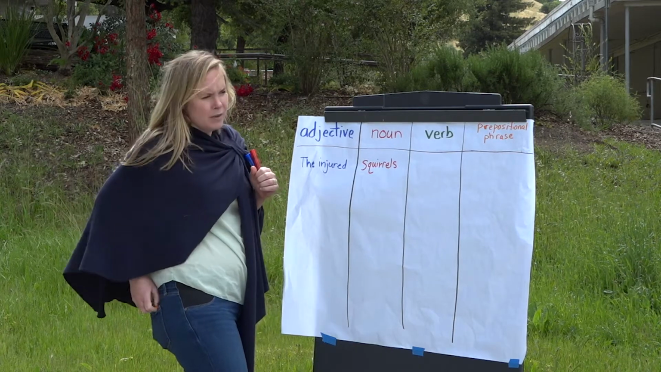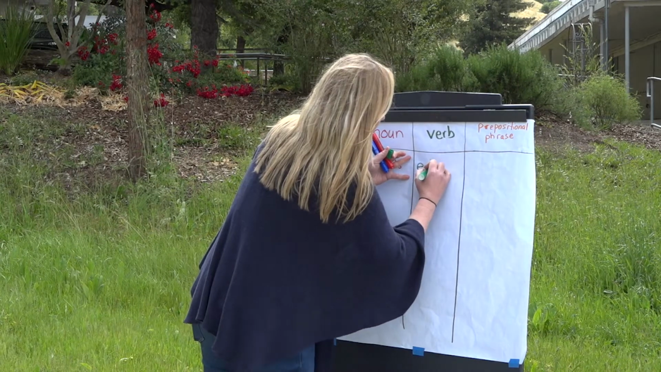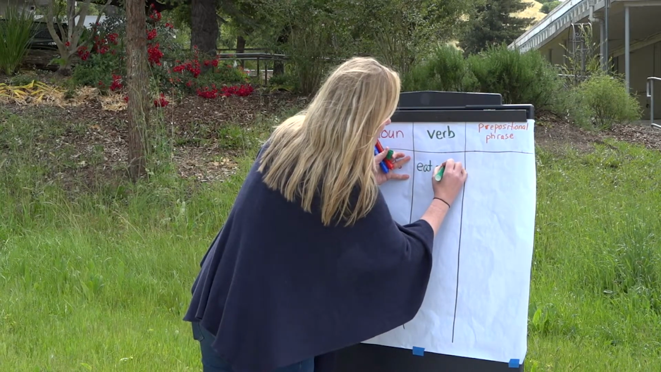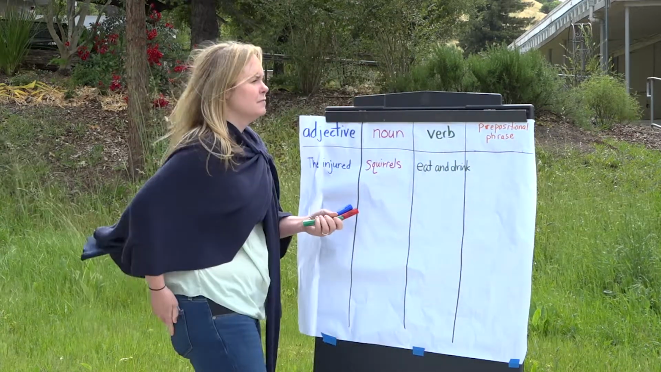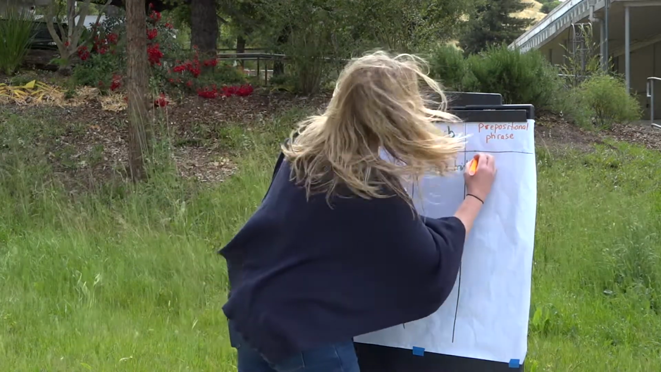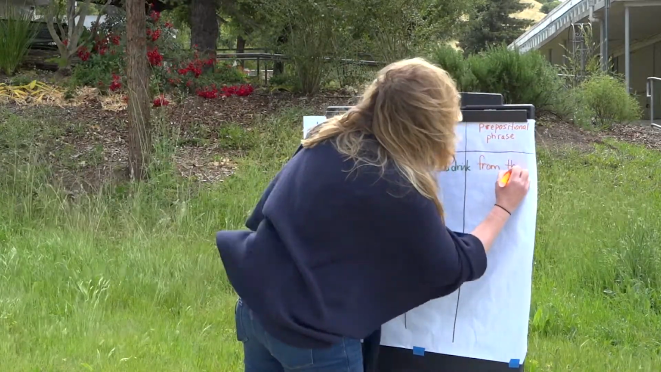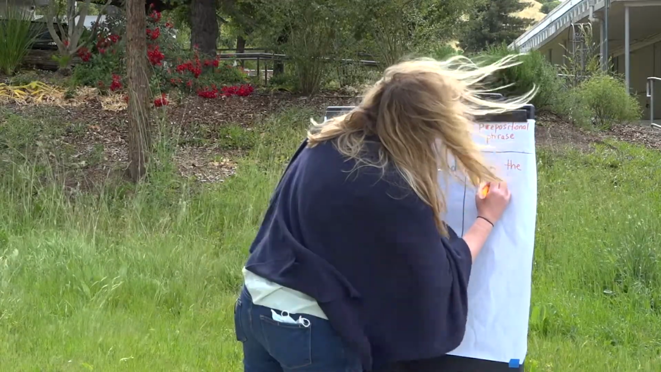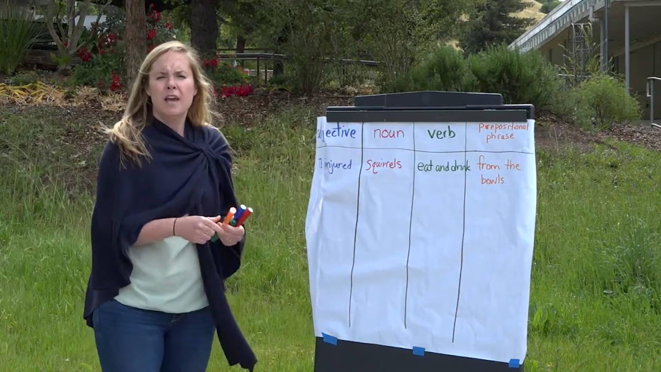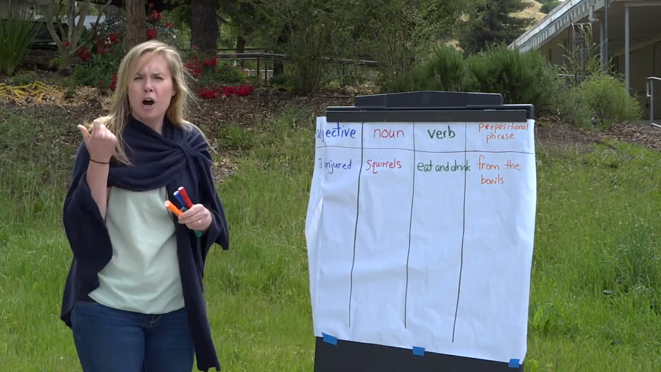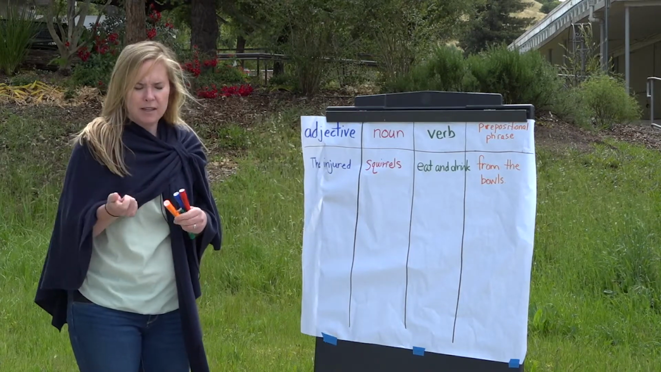What were they doing? They eat and drink from the bowls. Okay, the injured squirrels eat and drink from the bowls. Now let's think about that second question we asked. Are they strong enough to run quickly and climb quickly to get away from danger?